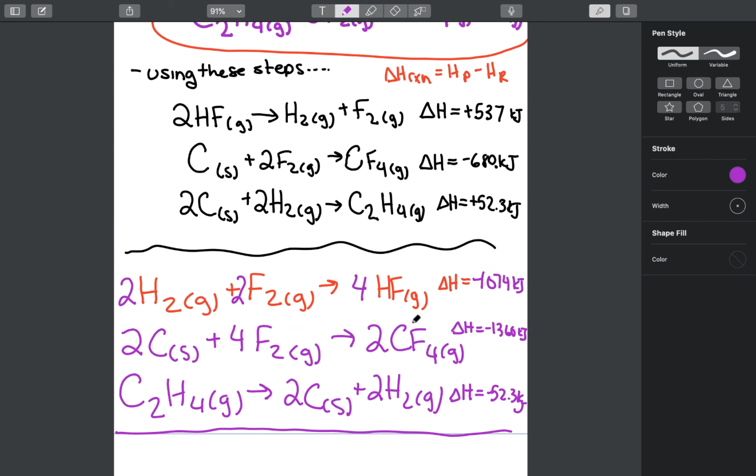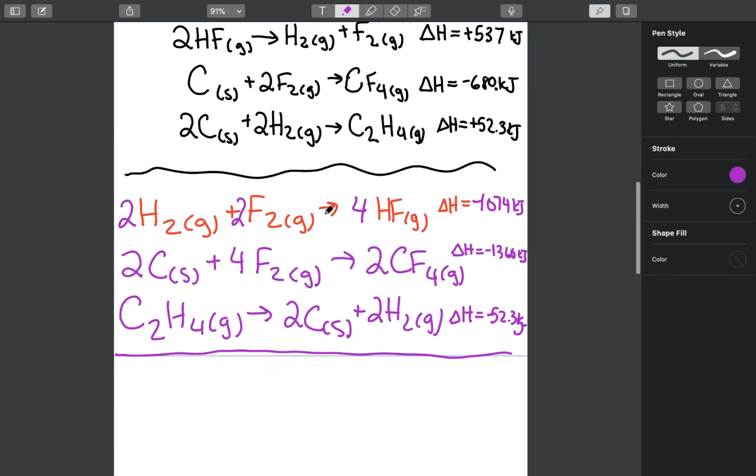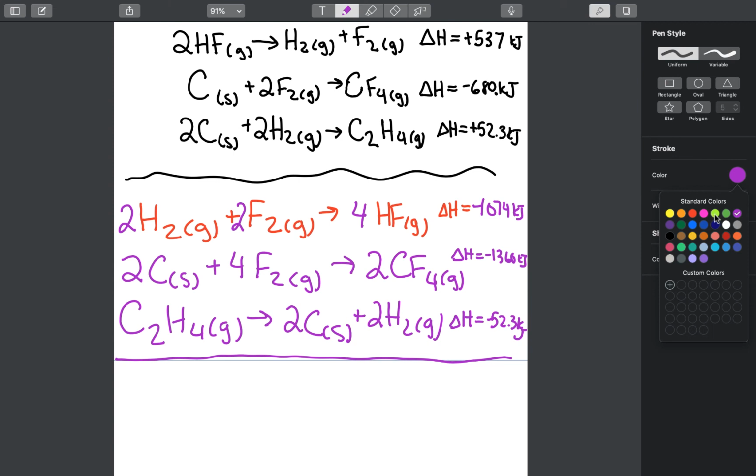And now we're going to make sure that we did this all correctly. How we make sure that we did this all correctly is by canceling out common species. So species that are both on the product and reactant side we cancel out. And we see if our overall reaction is the overall reaction that we have up here. So let's get a different color. Let's use green and cancel out common things.